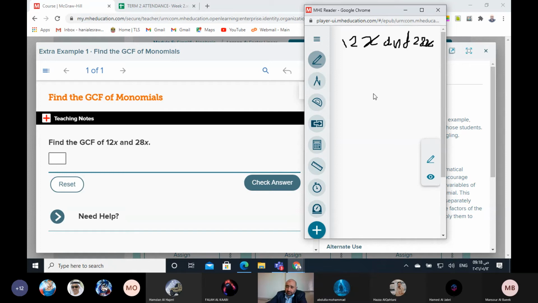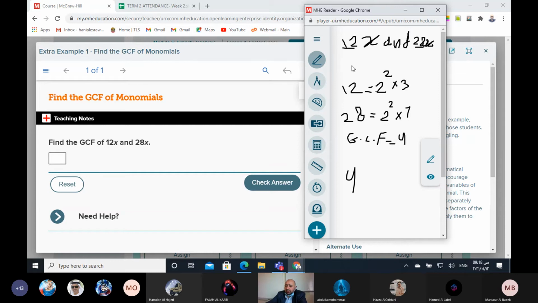Okay, listen to me, please. The first step, take the coefficients. We have here 12 and we have here 28. Then find the GCF. As you know, 12 equals 2 times 2 times 3, and 28 also equals 2 times 2 times 7. So for the GCF between the coefficients, take the common factors. As you see here, 2 times 2 means 4. So write here 4.